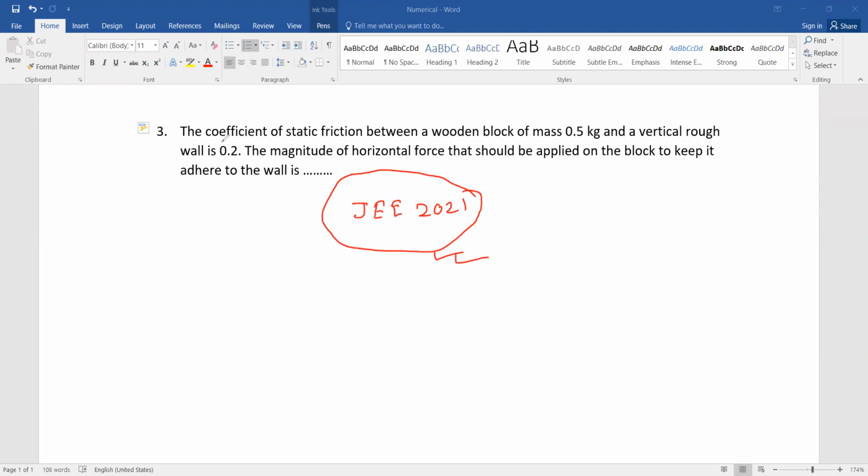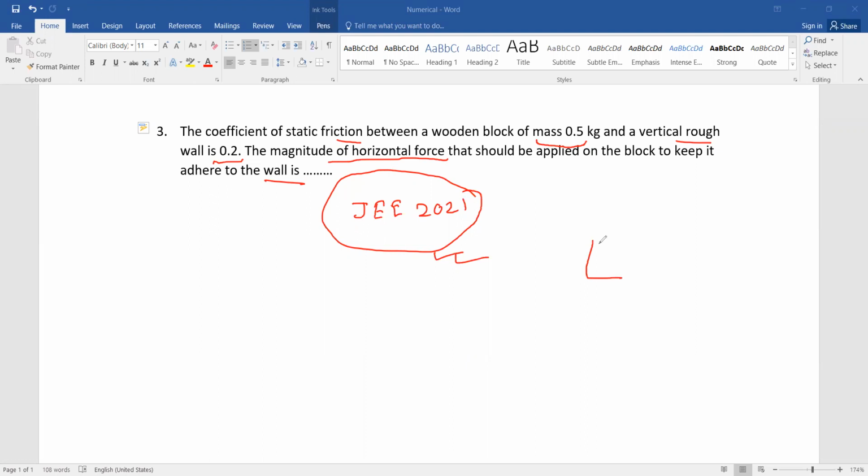So the question is: the coefficient of static friction between a wooden block of mass 0.5 kg and a vertical rough wall is 0.2. So this is the coefficient of static friction. Now what will be the magnitude of the horizontal force that should be applied on the block to keep it adhered to the wall? Okay, so you have a block.